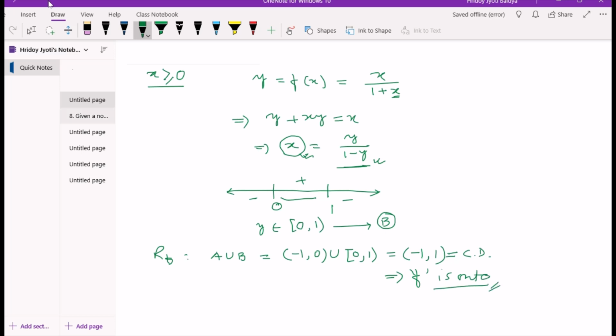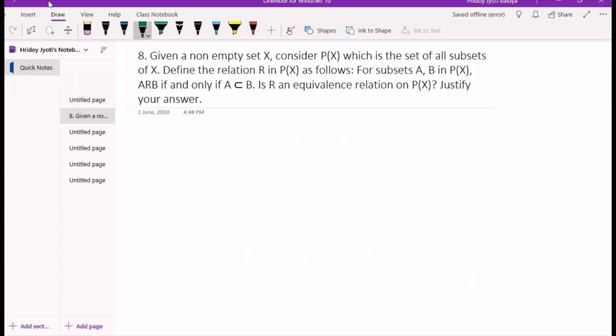Okay, we'll go for the next question. That's question number 8. Given a non-empty set X, consider P(X), which is the set of all subsets of X, where X is a non-empty set, as they say. Define a relation R on P(X) such that for A, B in P(X), A is related to B if and only if A is a subset of B. We have been asked whether R is an equivalence relation in P(X), and we have to justify the answer. The solution to this problem will go like this.